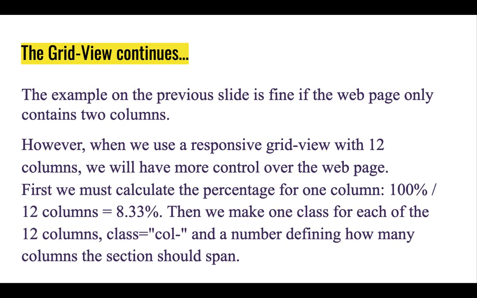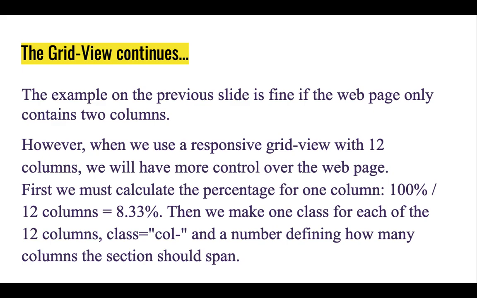The example on the previous slide is fine if the web page only contains two columns. However, when we use a responsive grid view with 12 columns, we will have more control over the web page. First, we must calculate the percentage for one column. Don't forget, the column is divided into 12.